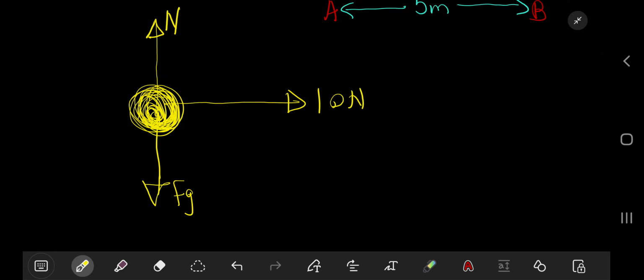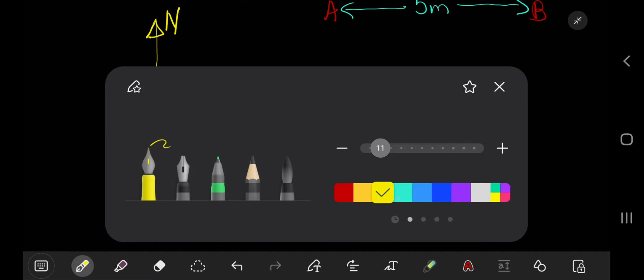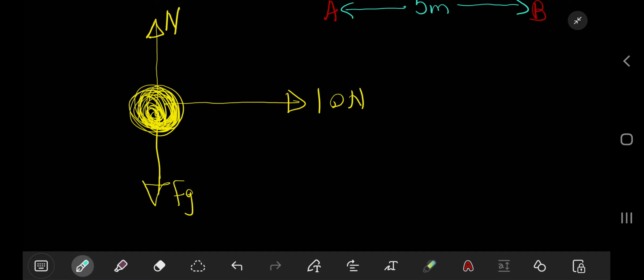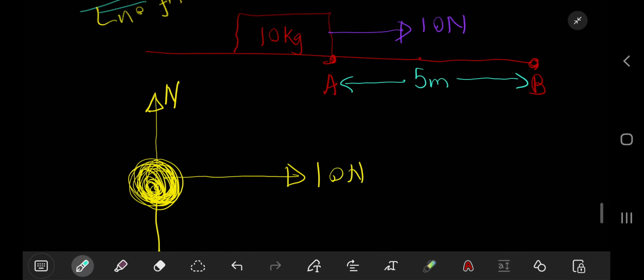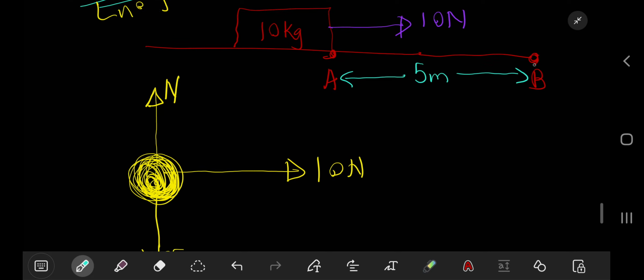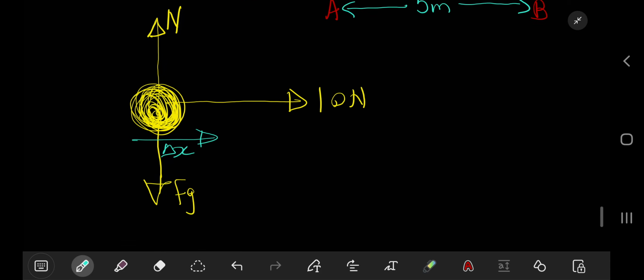So the question is, where is the object going? What is the direction of the displacement? From A to B, we can see that the direction is to the right. From A to B is to the right. So that is the direction of the displacement. Okay. So let us identify which forces do work and which forces do not do work. And if those forces do work, is it positive work or negative work?